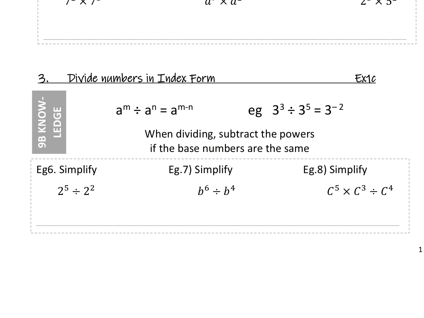So in this example, we have 3 to the power of 3 divided by 3 to the power of 5. The bases are the same. So when we're dividing, what we do is we subtract the powers. We do 3 take away 5, and 3 take away 5 is minus 2.